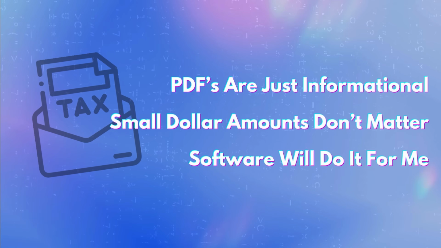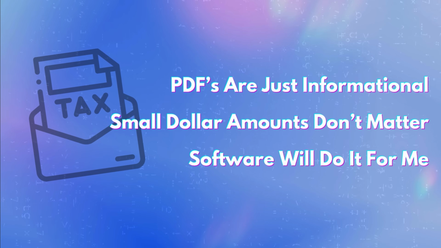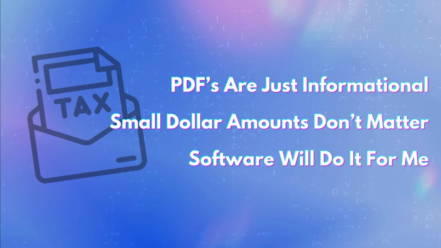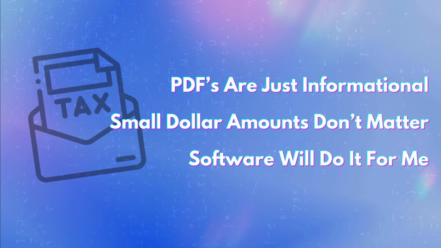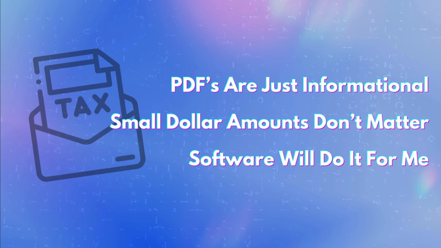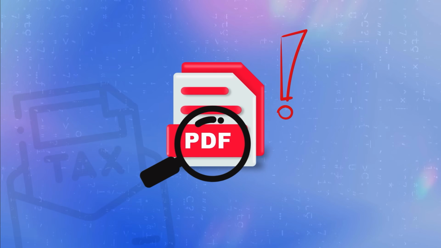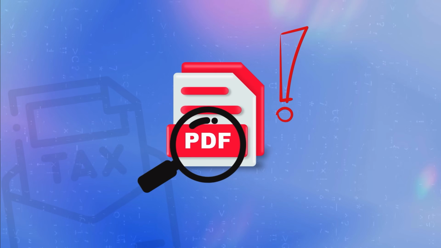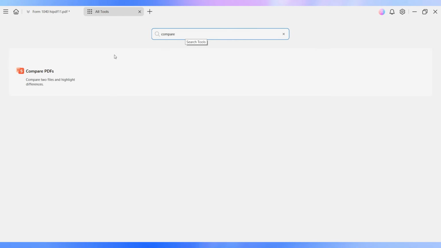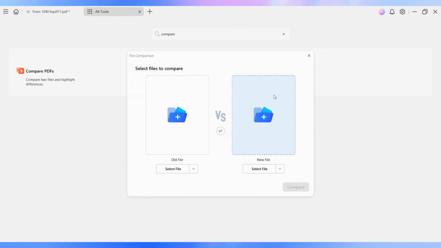People assume a PDF is informational and doesn't need any action. They assume small dollar amounts don't matter, they assume their software or CPA will just catch it. But the IRS doesn't work on assumptions, it works on matching. If a PDF exists and the numbers on your return don't reflect it, the IRS system flags the discrepancy automatically. There's no human judgment involved at that stage, it's just simple math. That's why being able to quickly review, search, and compare PDFs matters far more than people realise.